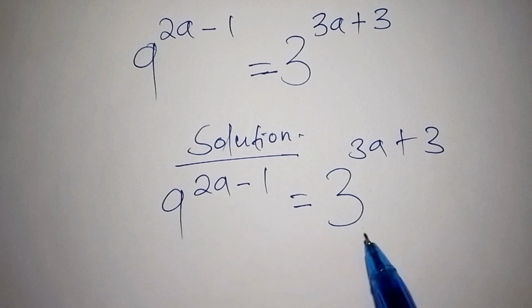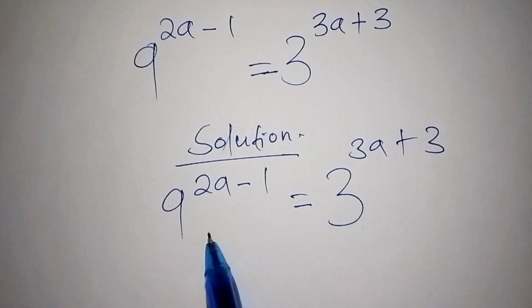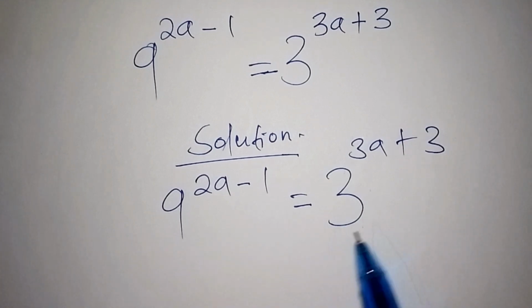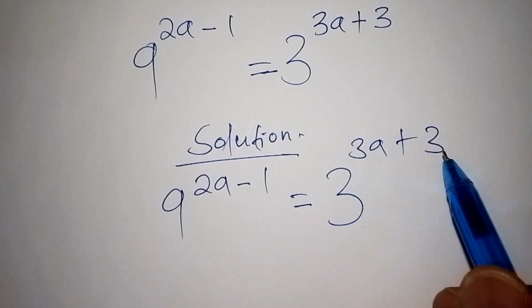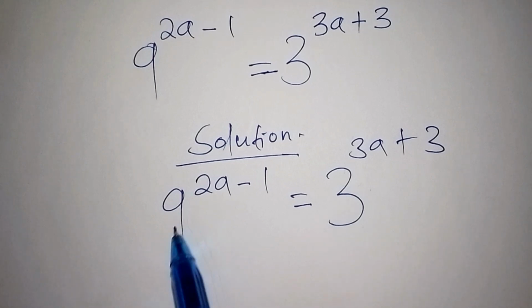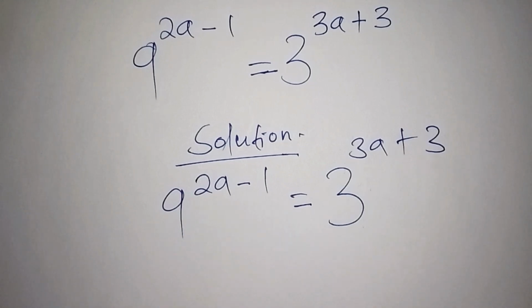The first thing, we want to change the entire maths problem to the base of 3. As you can see, we only have one base of 3, that is 3 to the power of 3a plus 3. So let's now change the 9 to the power of 2a minus 1 to the base of 3.